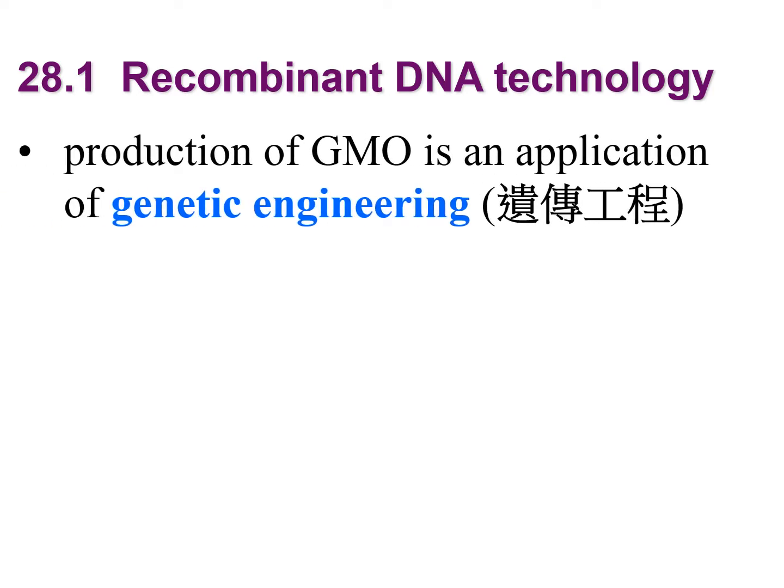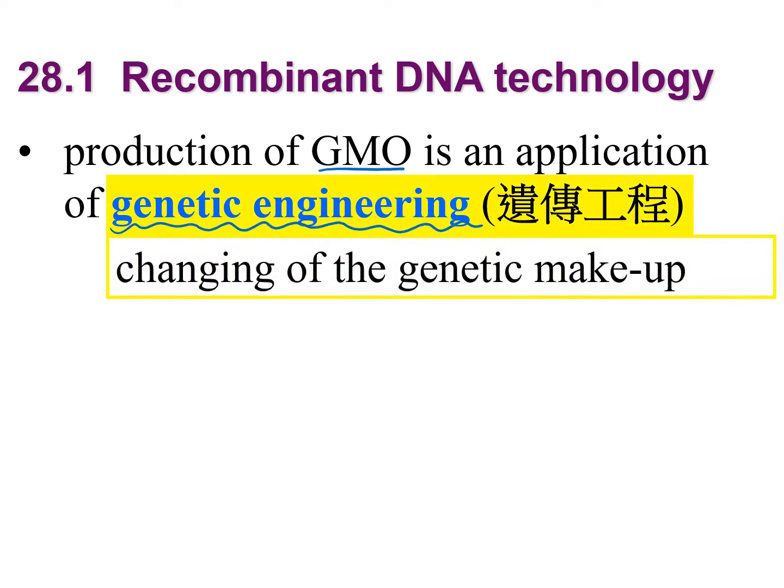The production of GMOs is an application of genetic engineering. This process helps to change the genetic makeup of an organism.